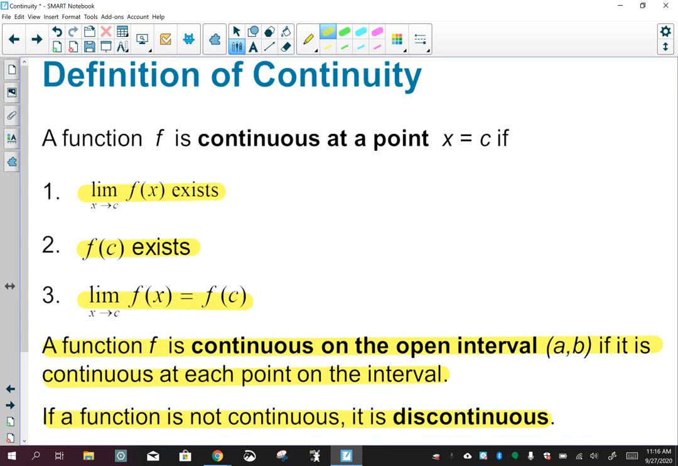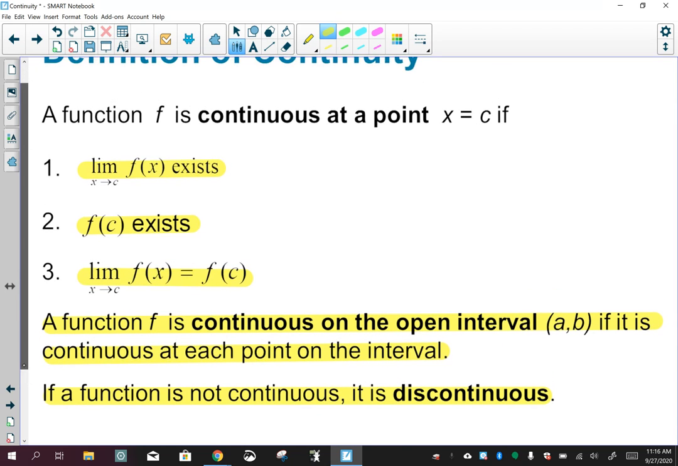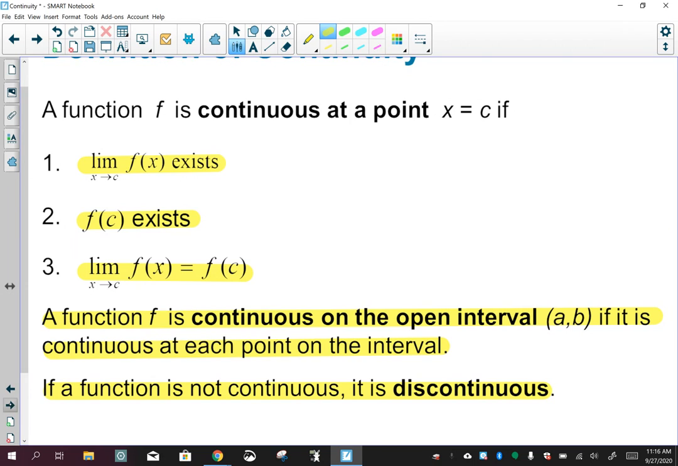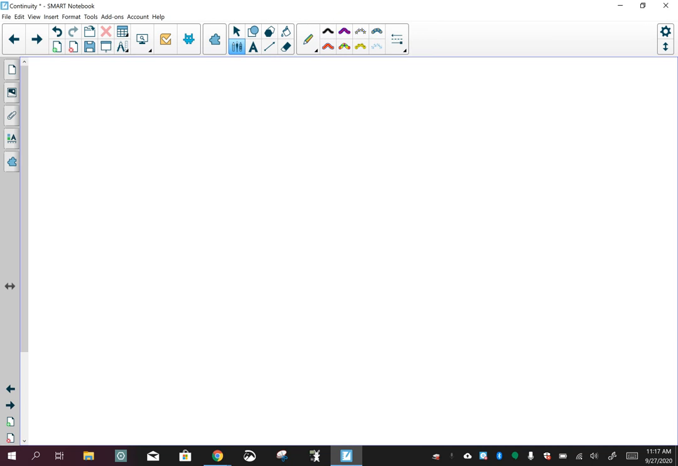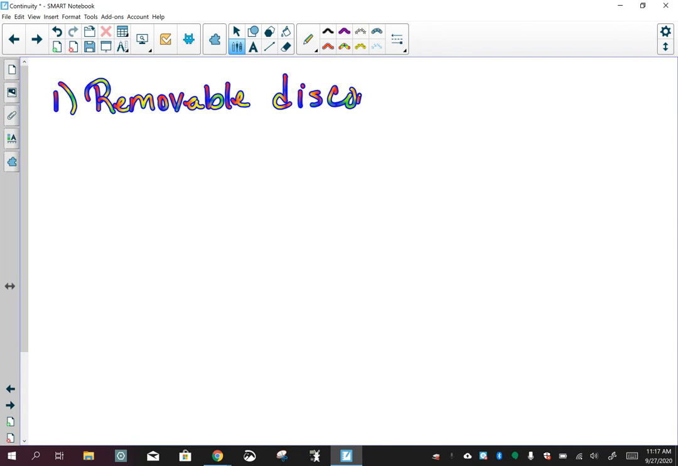So if a function is not continuous, it's called discontinuous. We talked a little bit about this beforehand. There are your 3 main types of discontinuity, so let's quickly review those. Number 1, you have what's called a removable discontinuity.